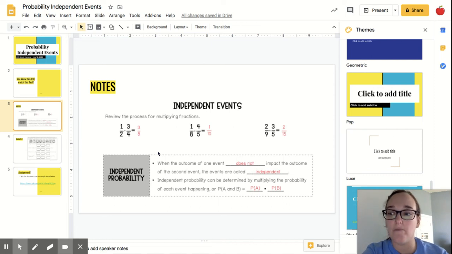For example, if I'm going to roll a dice and flip a coin, rolling the dice will have its own probability, and flipping a coin will have its own probability, but they will not impact each other. That's an independent event. When the outcome of one event does not impact the outcome of the second event, the events are called independent. Independent probability can be determined by multiplying the probability of each event happening, or probability, that's capital P, and then what's inside the parentheses are the two events, the probability of A happening and the probability of B happening.